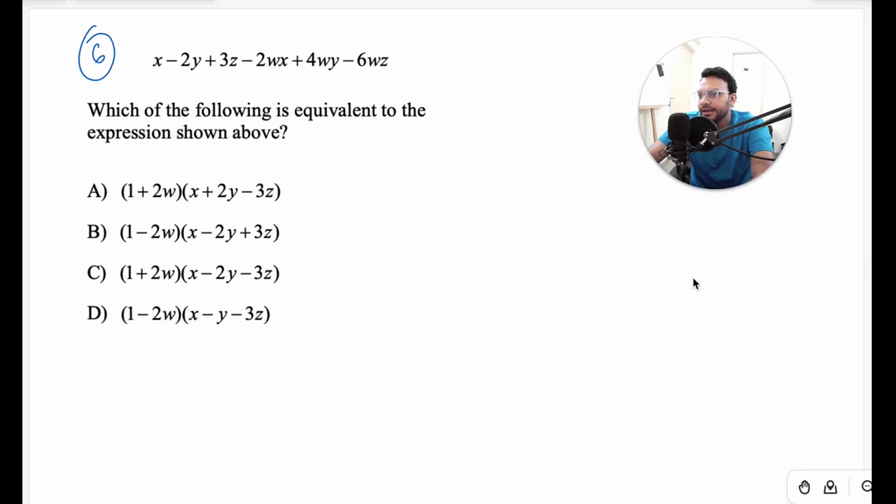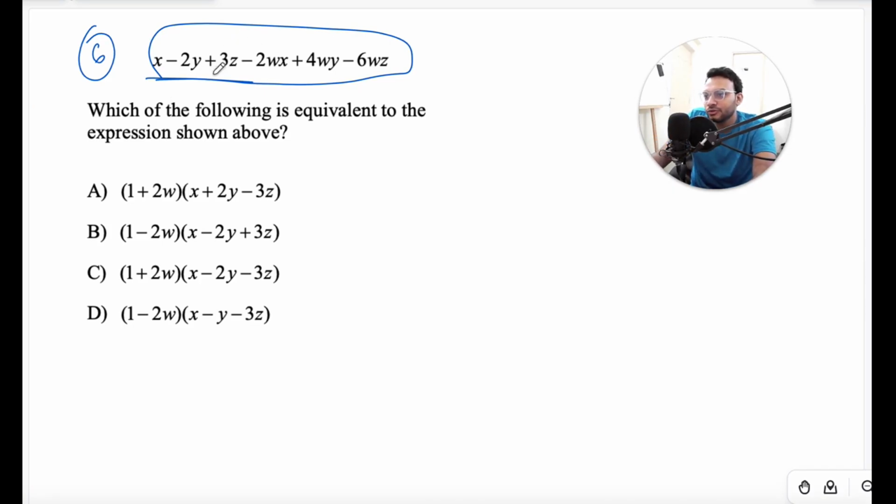Okay. x minus 2y plus 3z minus 2wx plus 4wy minus 6wz. Which of the following is equivalent to the expression shown above? Okay. Now there are two ways to do this. One is to randomly pick an option, do the multiplication, expand it and see if it matches. That might take more time. So let's first look at the expression given and see what simplification we can do directly.